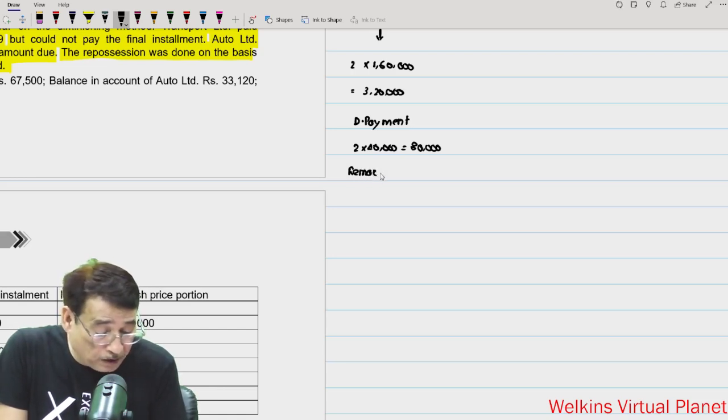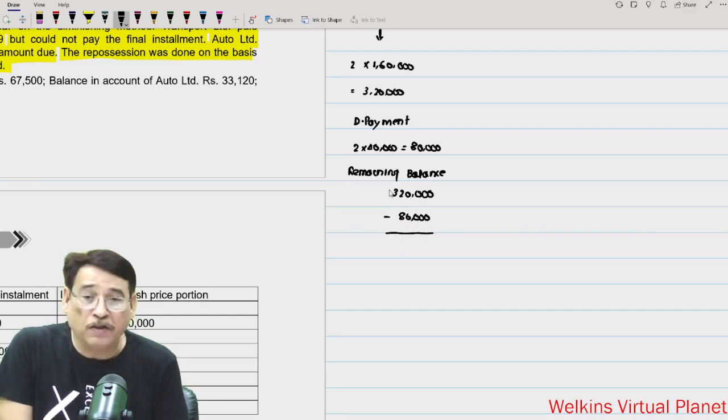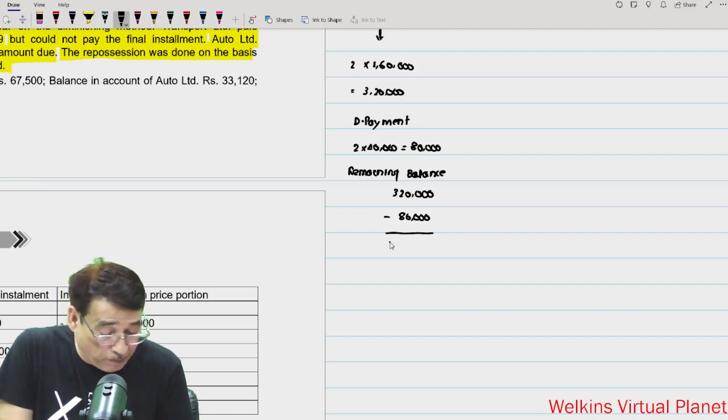Remainder means remaining balance. So the remaining balance will be, out of 3,20,000, we are paying 80,000 as the down payment. So what is your remaining balance? Because this is your cash price, whatever remaining balance is there, that is equal to 2,40,000, I think.